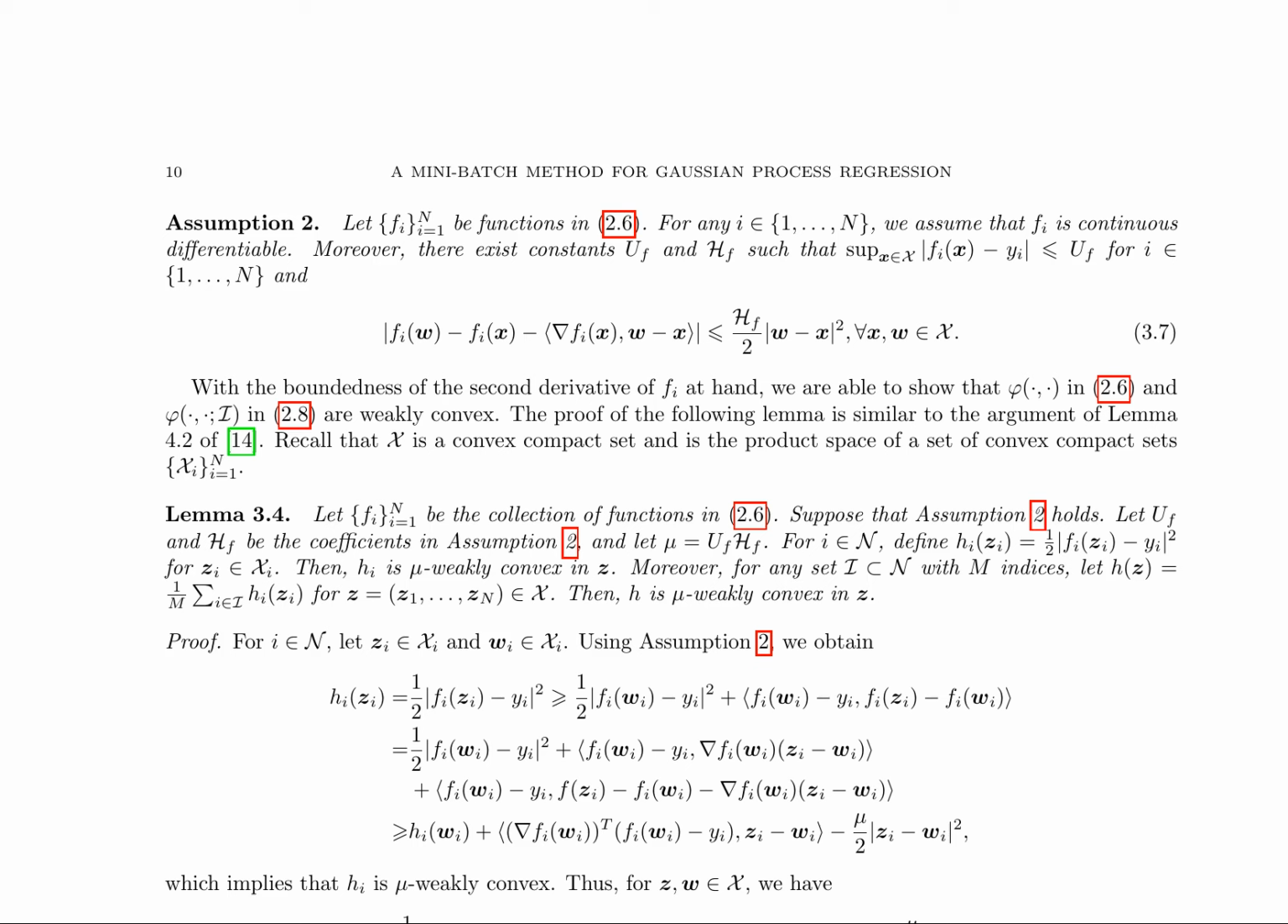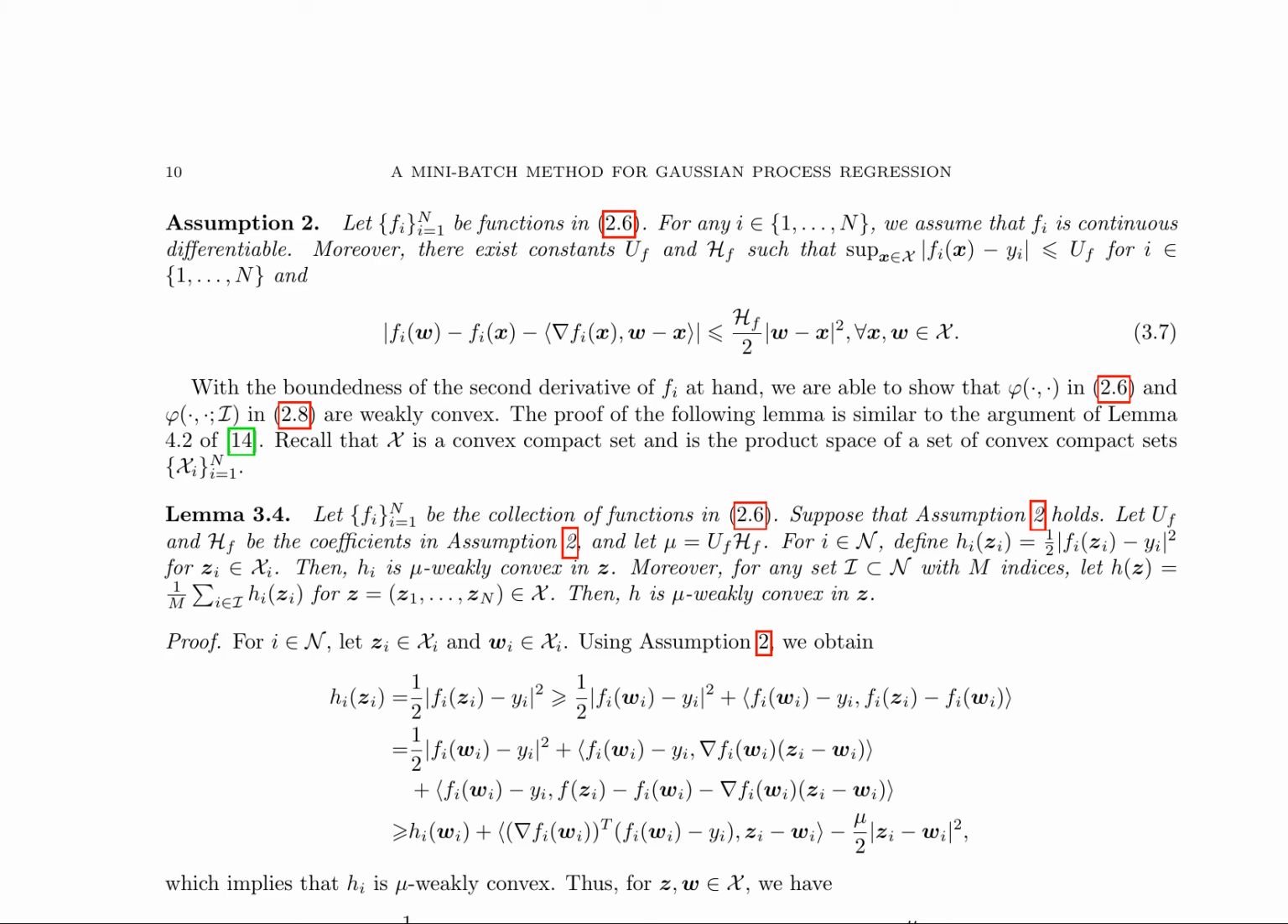In Gaussian process regression, the mini-batch method relies on specific assumptions and properties of the functions involved. Assumption 2 guarantees the continuity and differentiability of functions phi, as well as their boundedness in terms of UF and HF. This, in turn, ensures the weak convexity of the objective function phi, and its variant phi, I.